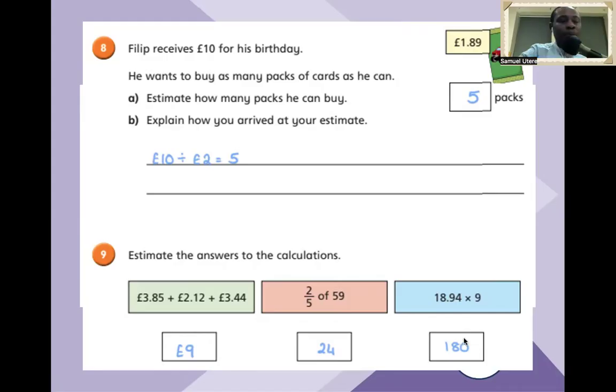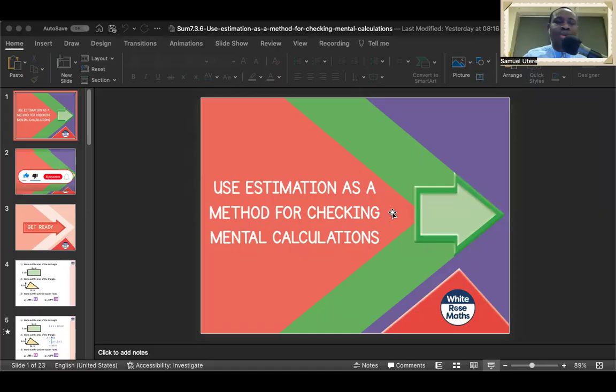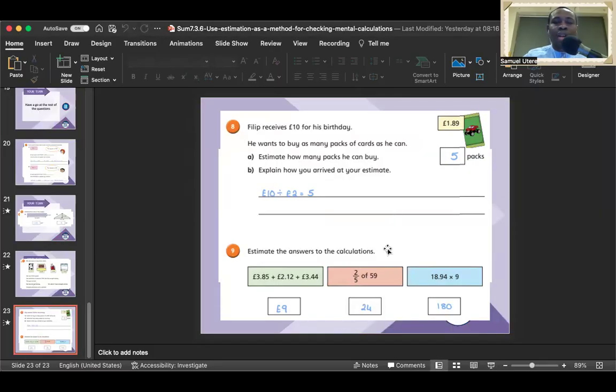And that brings us to the end of our lesson. So in this lesson, you have learned how to use estimation as a method for checking mental calculations or for checking actual calculations, just to check real quick that you have done the right calculation.